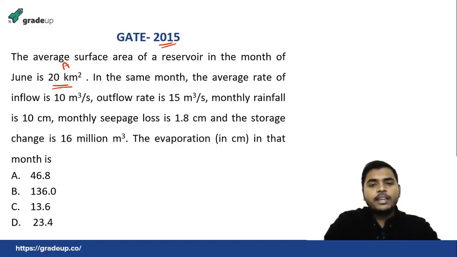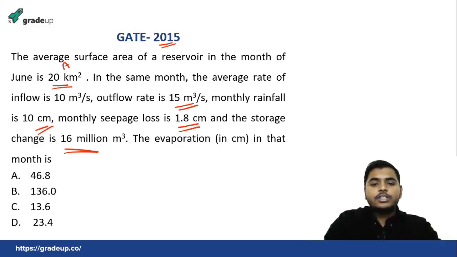So we can divide by area to get the depth. Outflow rate is 15 m³ per second. Monthly rainfall is 10 centimeters. Now precipitation is given in depth, so 10 centimeters. Monthly seepage loss is 1.8 centimeter, and the storage change is 16 million m³. Now for this 16 million m³, it is not mentioned whether it is positive or negative, that means whether the level is increasing or decreasing. So accordingly, when we go on solving the problem, we can get this value.